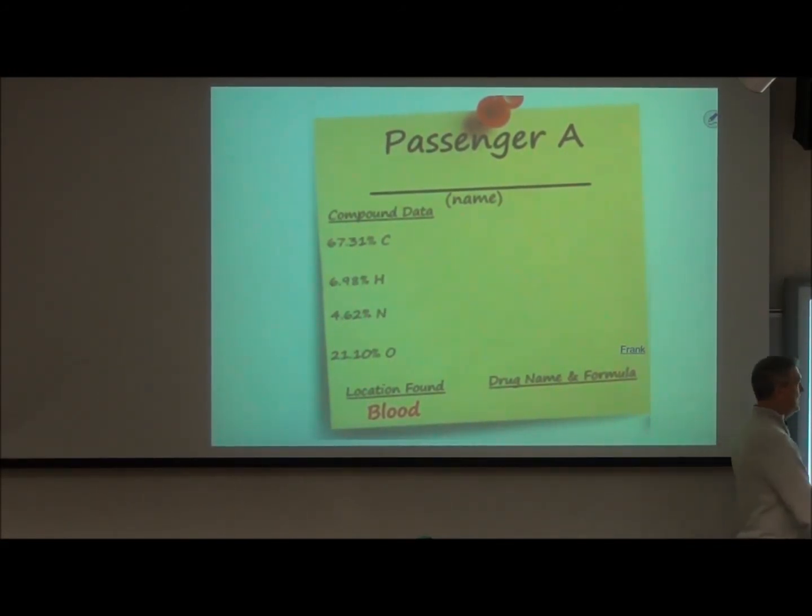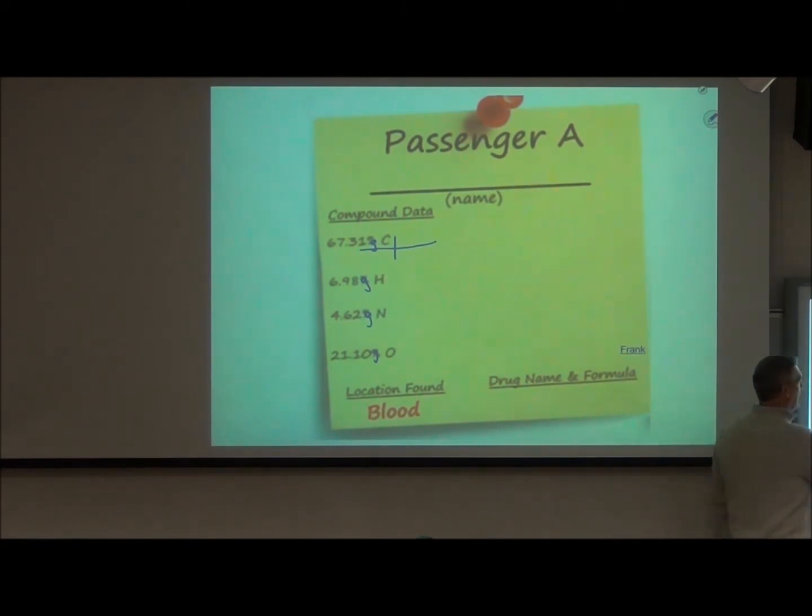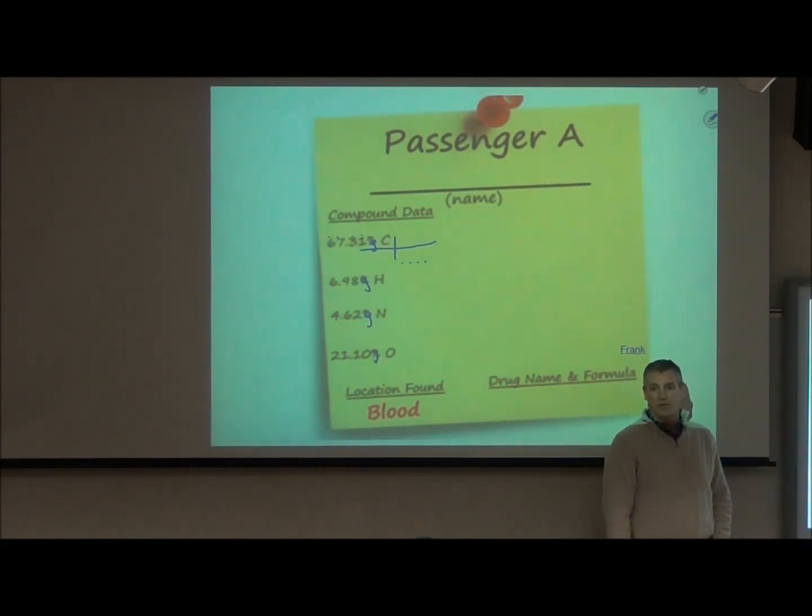So the first thing we do is convert our percentages into grams, and then convert those masses into moles. Significant figures is going to be a big deal here for you to get good results. So please look at how many significant figures you have given in your compound data and use the same number of significant figures from the periodic table for your molar conversions.